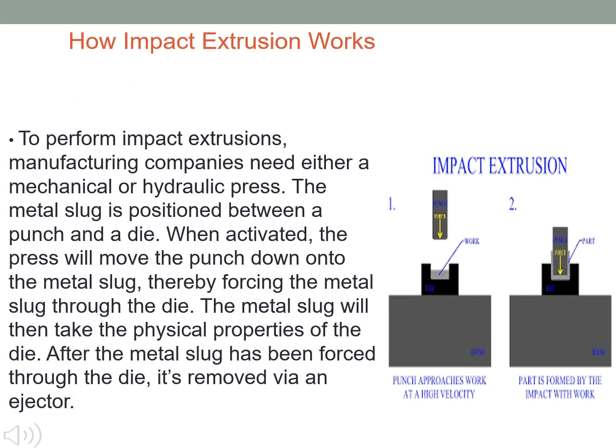How does impact extrusion work? To perform impact extrusion, manufacturing companies need either a mechanical or hydraulic press. The metal slug is positioned between a punch and a die. When activated, the press will move the punch down onto the metal slug, thereby forcing the metal slug through the die. The metal slug will then take the physical properties of the die. After the metal slug has been forced through the die, it's removed via an ejector.